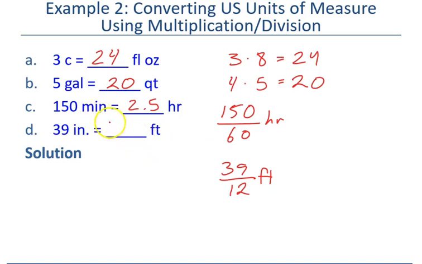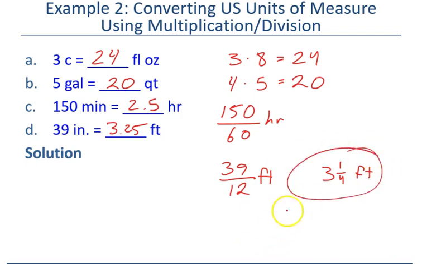3.25 feet, or if you ended up doing this the long division way, you could say that's 3 1/4 feet. That'd be another way to put that, another way to think of that. So that's how some of the conversions are going to work. Just remember, when you're going from smaller to larger, you're going to have to divide. When you're going from larger to smaller, you're going to multiply.